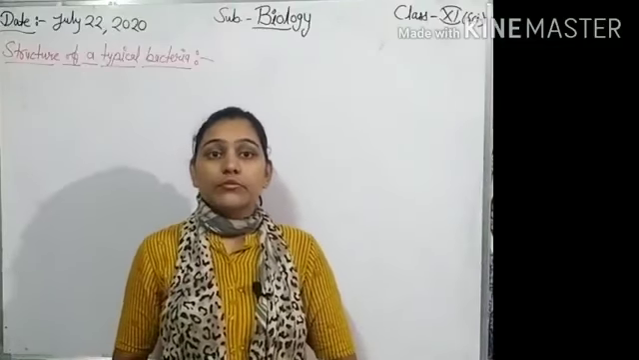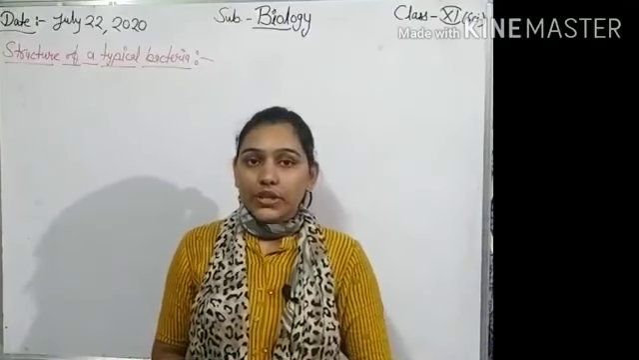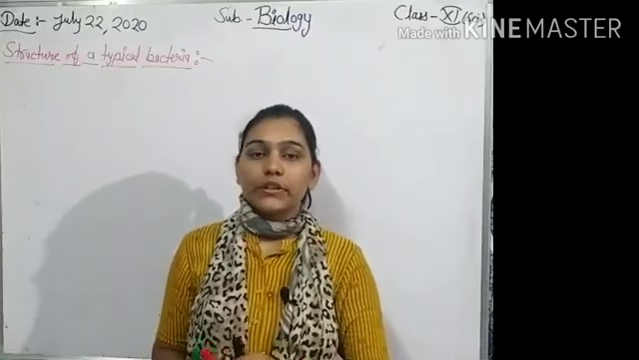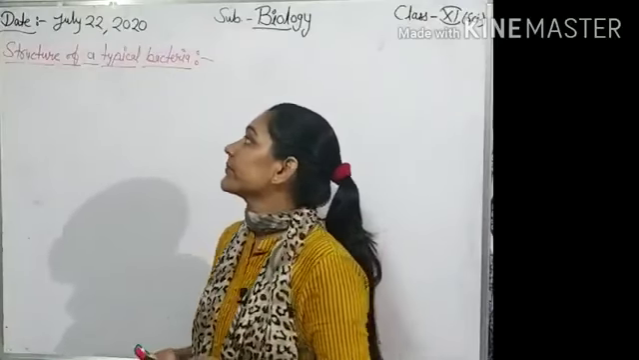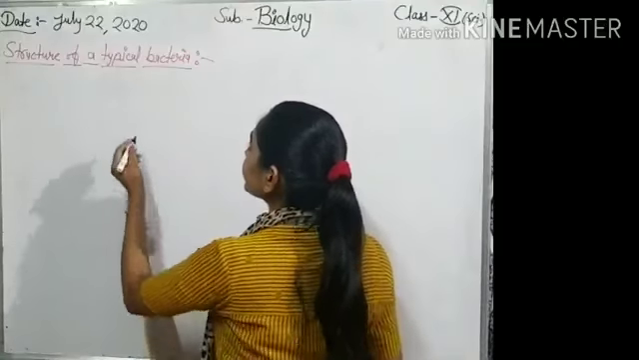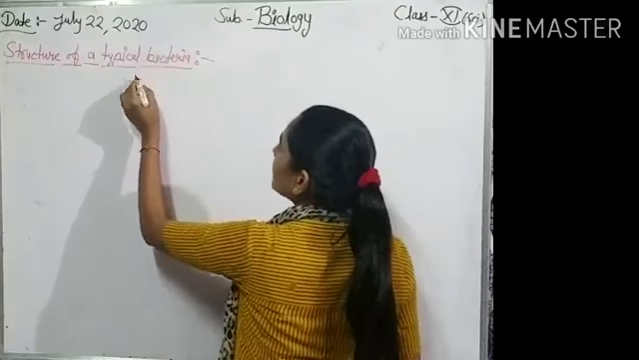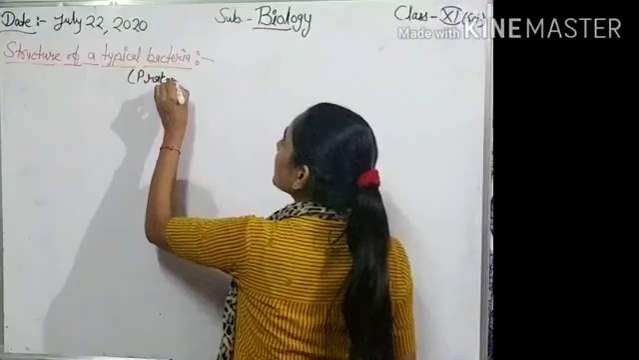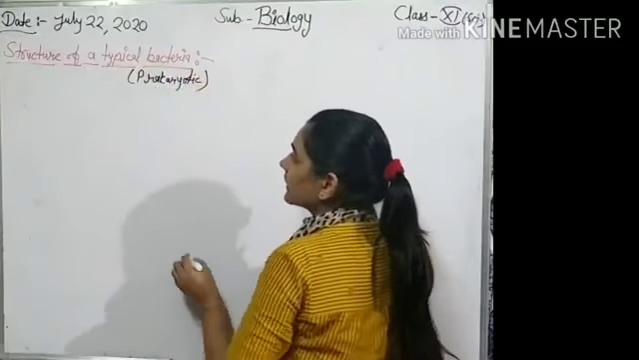In the last class we studied the prokaryotic and eukaryotic cell, which was a general introduction to prokaryotic and eukaryotic cells. Our topic today is the structure of a typical bacterium, and it is an example of a prokaryotic cell.